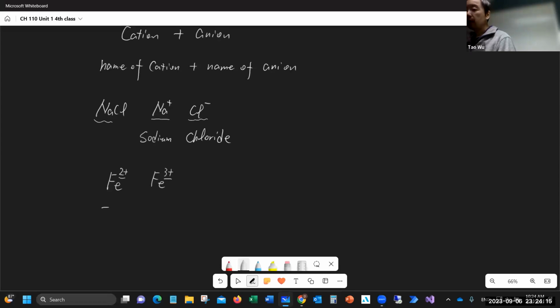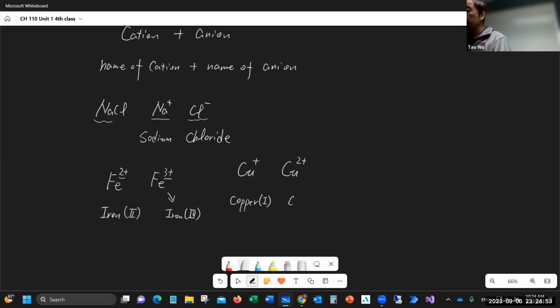So in this case, you need to specify the charge. This is called iron, and you need to specify what the charge is, so write a Roman numeral 2. This is called iron 2, and this one is called iron 3. Copper can have the same thing. Copper sometimes has a 1 positive charge, and also a 2 positive charge. So the first one is called copper 1.